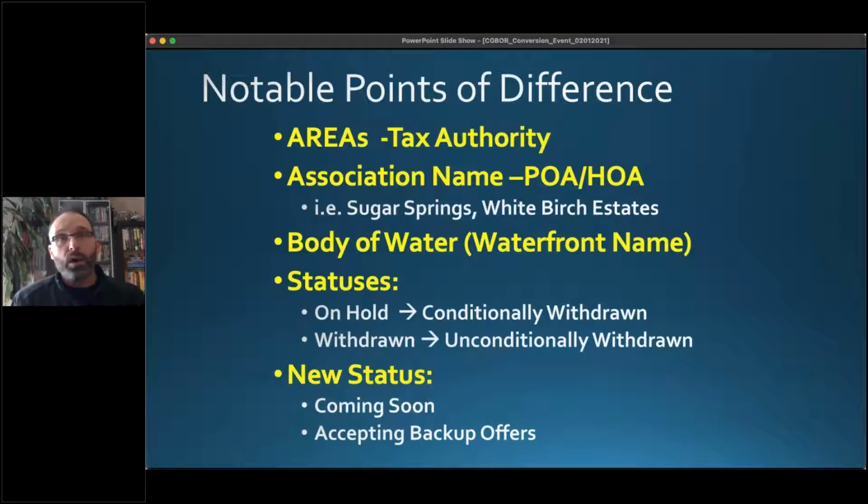Another one is body of water. You had waterfront name. Now, the difference is we don't have a set of lookups or a pick list. The reason is because there's actually over 17,000 bodies or lake names that are 5 acres or more, according to the DNR. So for us to cover the entire state, it just was not practical.